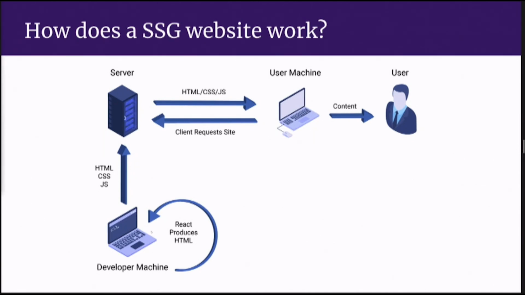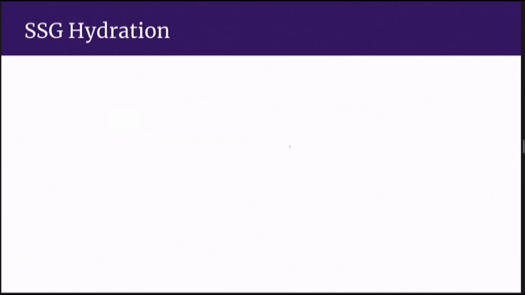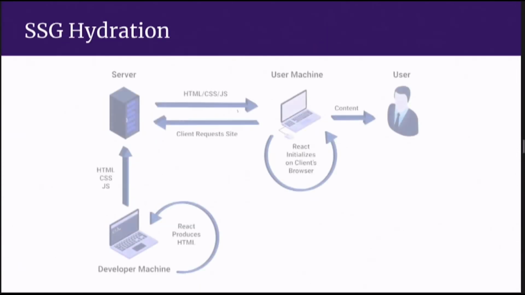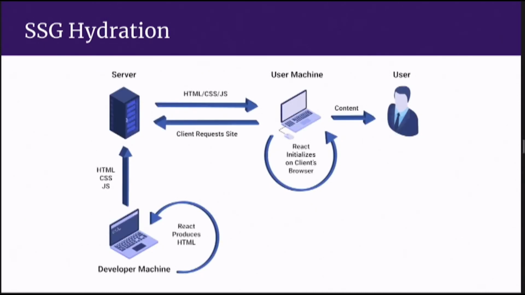So the benefit is that you get to write code that handles both the server generation or the static site generation, as well as the user's machine all in one, right? Taking a look at site generation, which is what it's called when the user's machine is running the JavaScript to run things conditionally. The developer machine will run things conditionally using HTML. The HTML, CSS, and JavaScript will then be shipped to the server. The server will send out HTML, CSS, and JavaScript to the user's machine.